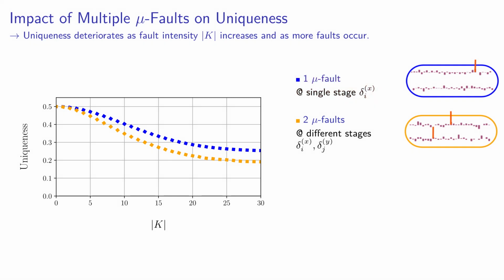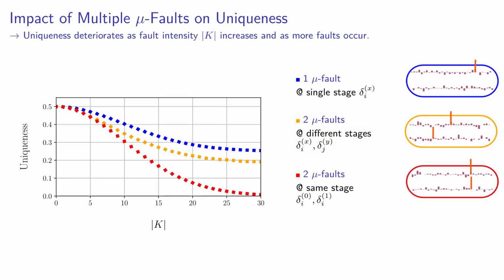Intuitively, more faults result in lower overall uniqueness. This is verified by the orange line, where two mu faults occur at different stages common to the entire batch of APUFs. The chance of avoiding an abnormal delta drops to only 25%, so we see a slightly stronger impact to the uniqueness. Alarmingly, when the two mu faults occur at the same stage, their impact can drive uniqueness all the way to 0% because a challenge will have to select one of the two abnormal deltas.